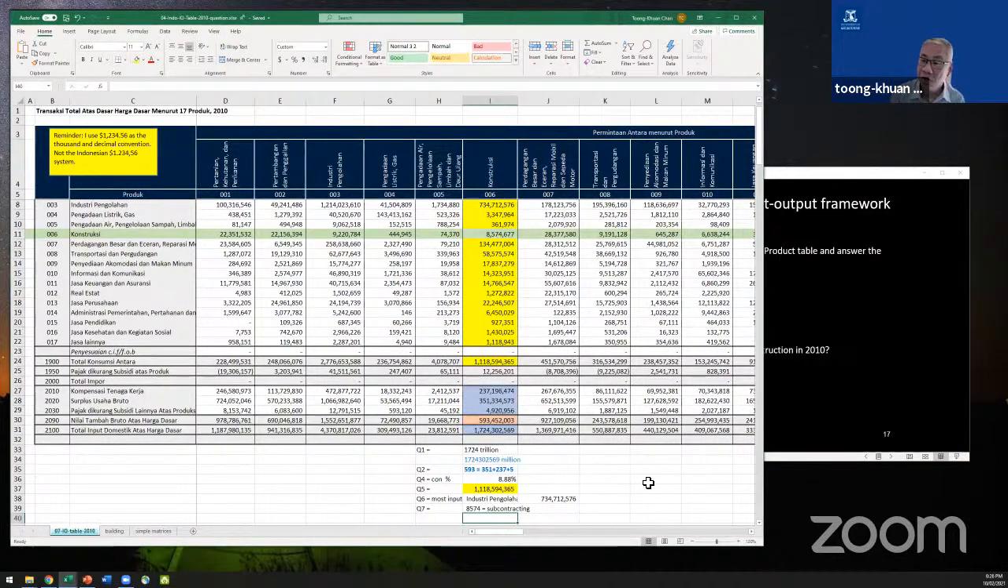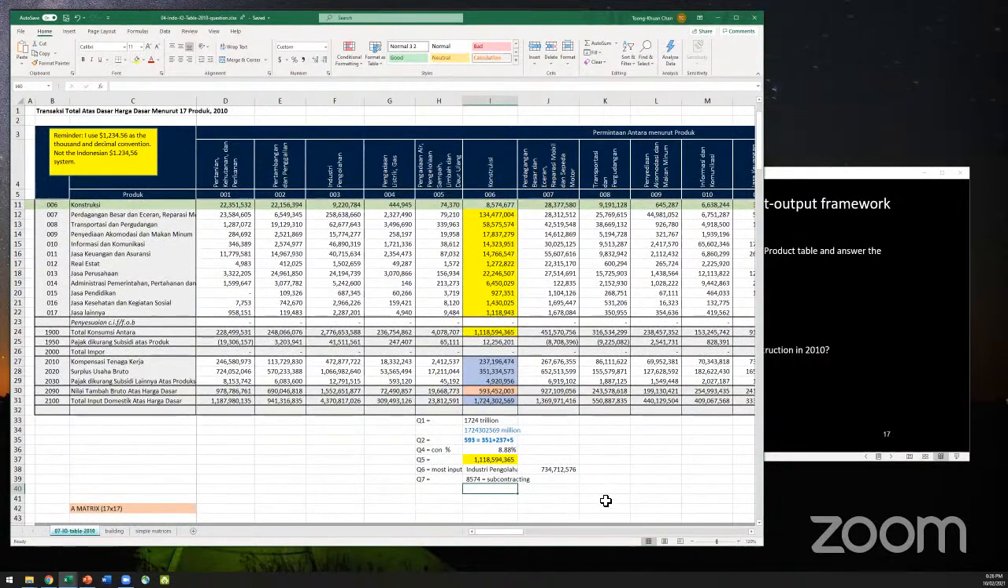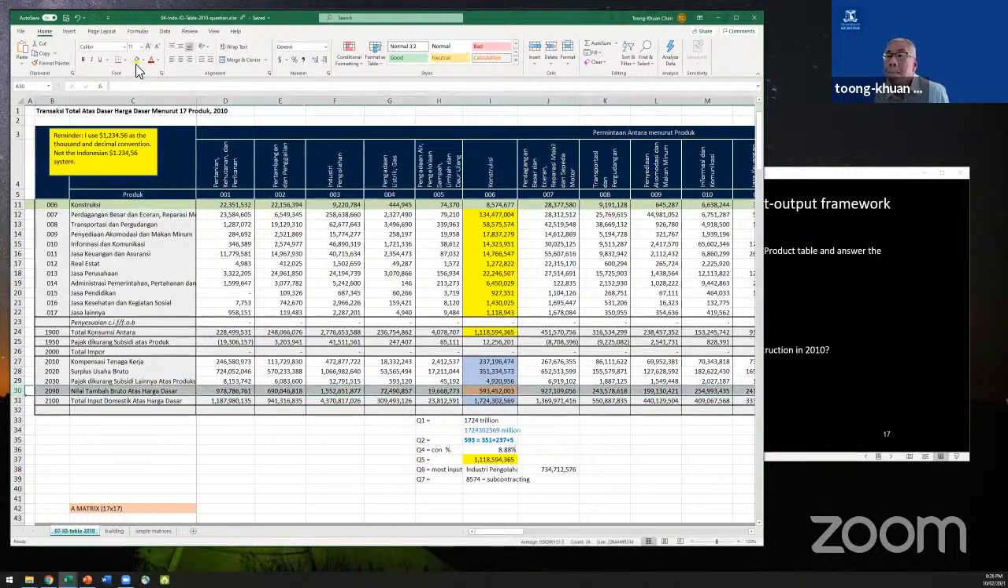Which industry contributes the highest value add? Pengolahan. Where is pengolahan? So we are now looking at this row. Yes, it's pengolahan, right? 1552. So this is the largest.